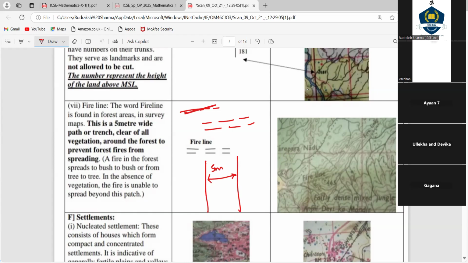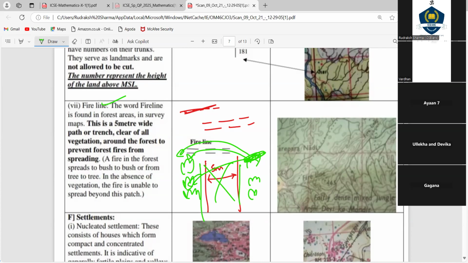And why are these fire lines made? For example, here we have some sort of forest. Here we have trees and all, and here also we have trees and all. God forbid, if a fire starts here, then so that it does not spread there, this is created. If this were not there, the fire would have easily spread here and created a lot of chaos. That's why this fire line is created.